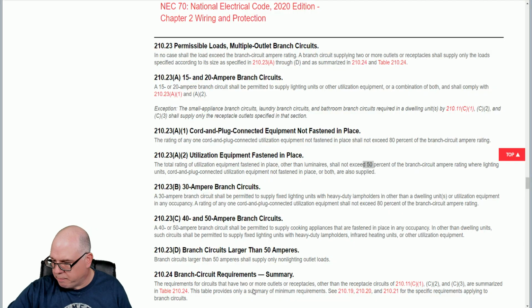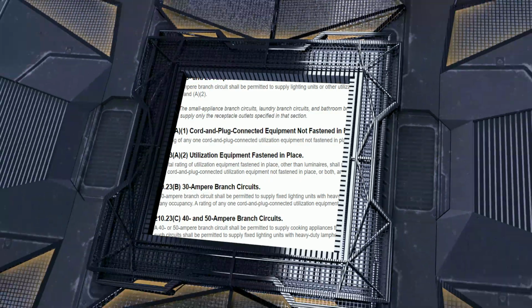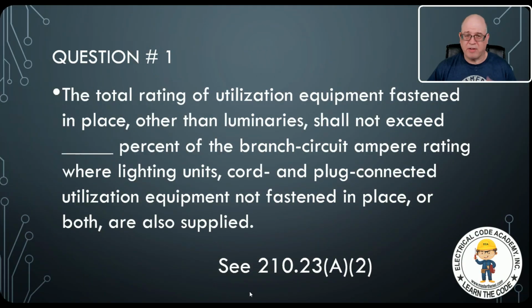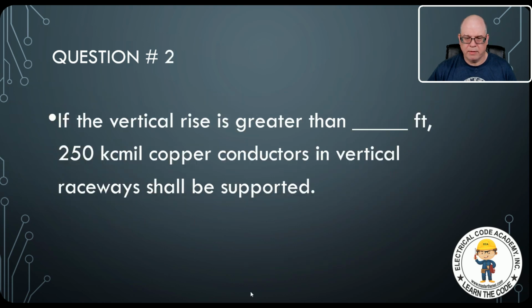Okay, let's get back to the PowerPoint presentation. And so we answered this question, and it's obviously 50%, okay? All right, the next question that we're going to deal with is, if the vertical rise is greater than blank feet, 250 kcmil copper conductors in vertical raceways shall be supported. All right, what are we talking about here? This is a raceway. We're not talking about cables. We're talking about a raceway.